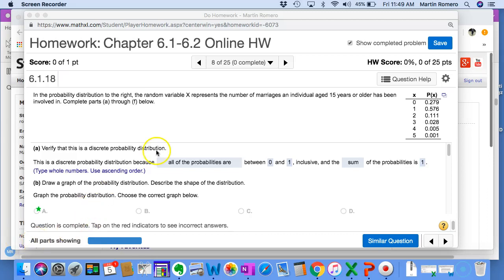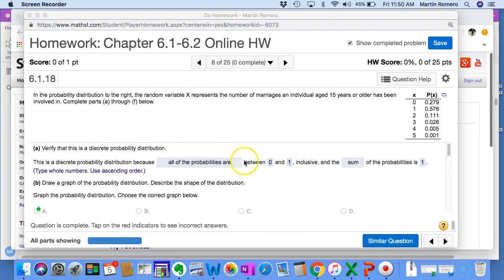Let's go ahead and take a look at problem 6.1.18. We have a probability distribution here on the right side. Here the random variable represents the number of marriages an individual has had, and the likelihood that a randomly selected person would have that number of marriages. You can see this 1 here represents that the probability, if you randomly select a person, that they've been married one time would be 0.576, or 57.6% of the time.